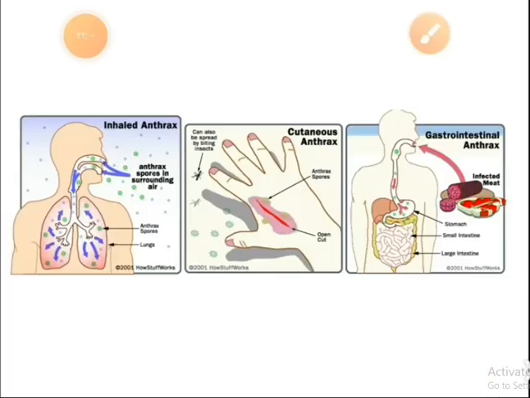Inhalation, by inhalation of spores, particularly in people doing wool sorting, so it's called wool sorter's disease, and the spores enter the body and exert their effect in the lung. The cutaneous form occurs by skin abrasion in people dealing with infected animal products, and usually it occurs in exposed areas of the body, the hands, arms, or the face. The gastrointestinal anthrax is by ingestion of food contaminated with these spores.